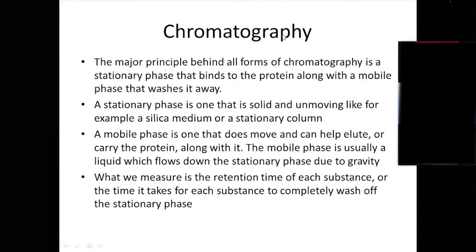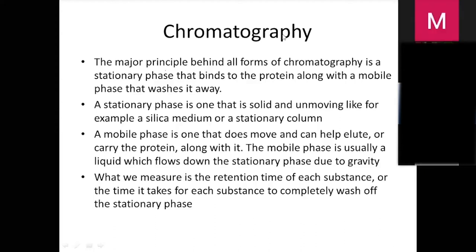Then it would probably be the paint, and then it would probably be the glue or something like that. They would elute with different times. So the mud would elute very fast because it has very weak interactions with the wall. In this case, the wall is the stationary phase, so either protein silica medium or a stationary column or something like that. And the mud, glue, and paint would be the protein solutions, right?